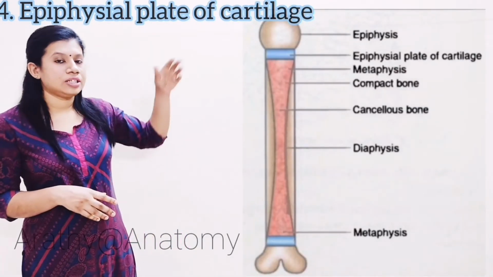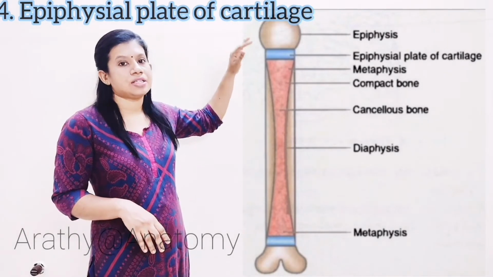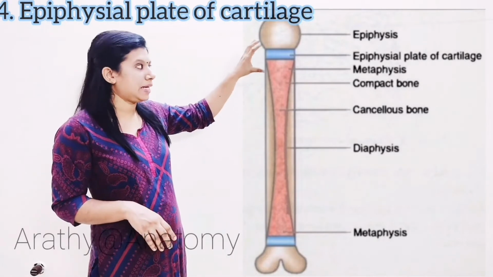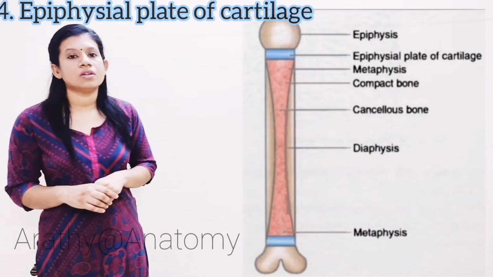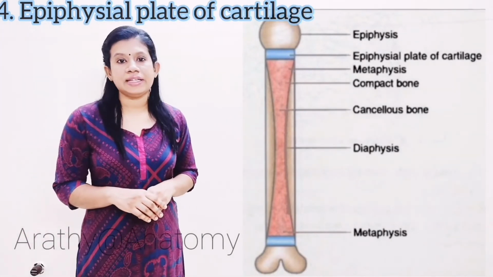of cartilage. So in the diagram you can see this cartilage is present especially in between the epiphysis and metaphysis. The proliferation of cells in this cartilaginous plate helps in the lengthwise growth of bone. After epiphyseal fusion, the bone can no longer grow in length.